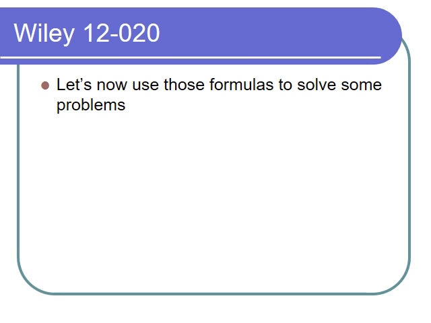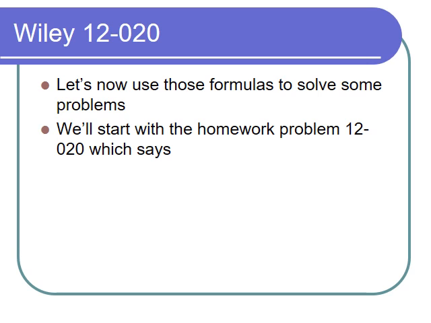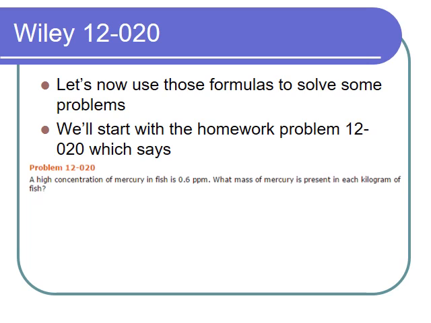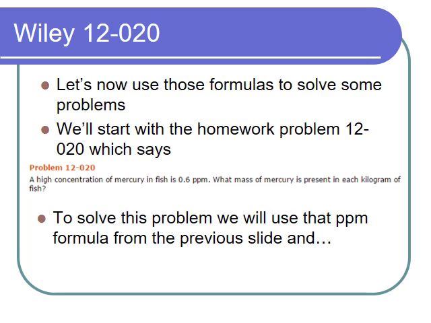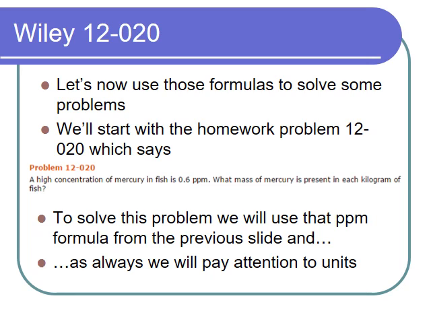Let's look at a homework problem, Wiley 12-020. This problem says a high concentration of mercury in fish is 0.6 parts per million. What mass of mercury is present in each kilogram of fish? We're going to use the parts per million formula from the previous slide and pay attention to units. We should always do that.